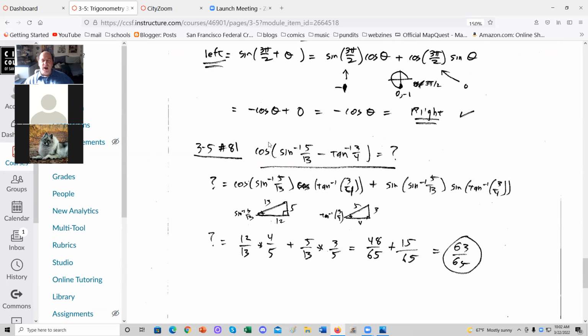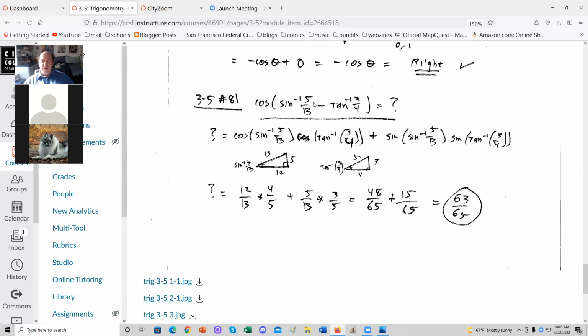Here is cosine of a difference: arcsine 5/13 minus arctangent 3/4. Okay, so this is a cosine of a difference. So it's going to be cosine cosine plus sine sine. Cosine of arcsine 5/13, cosine of arctan 3/4, plus sine of arcsine 5/13 times sine of arctan 3/4.